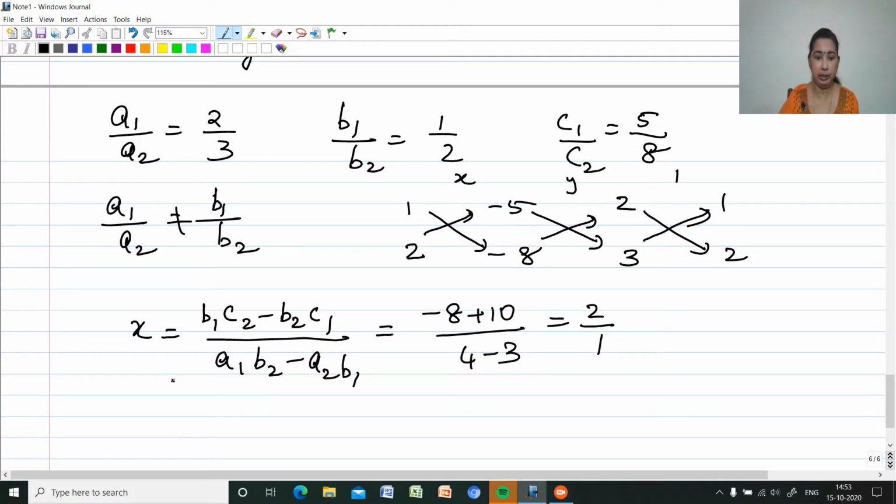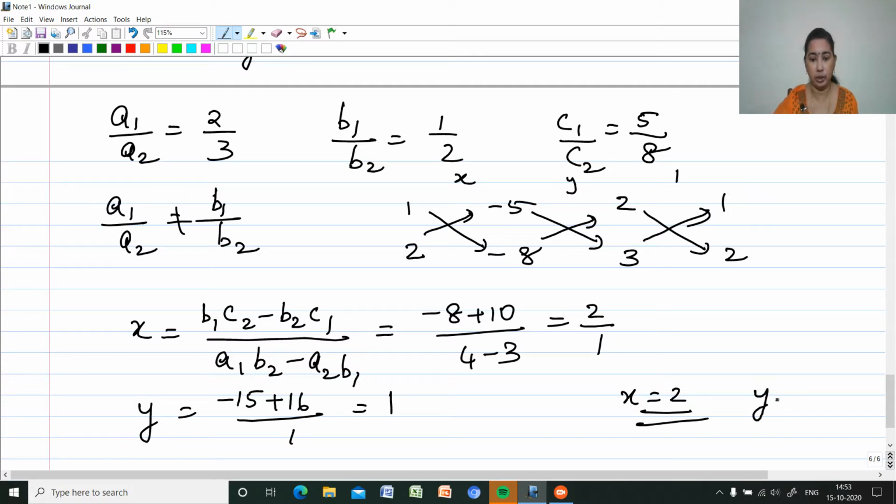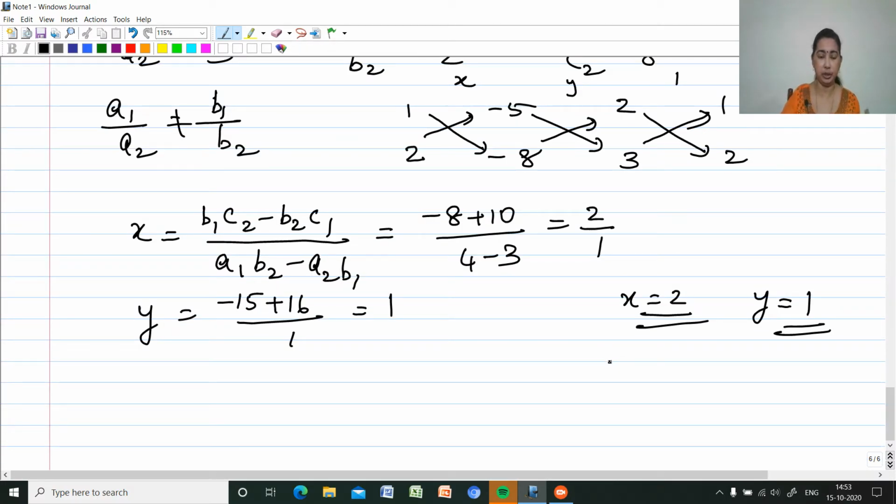Now moving on to the value of y. Cross multiplying, minus 15 plus 16 divided by again 4 minus 3, that is 1. So the answer is 1. So the values of x and y are x equal to 2 and y equal to 1. That is the way in which you have to find the solution if it is unique: if a1 by a2 is not equal to b1 by b2, then you find the solution by the method of cross multiplication.